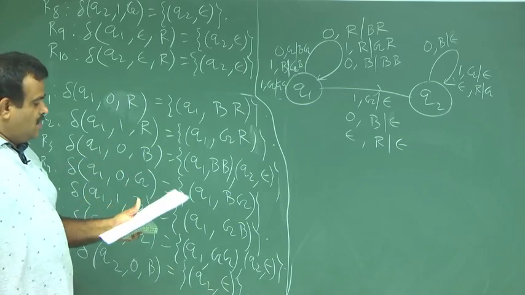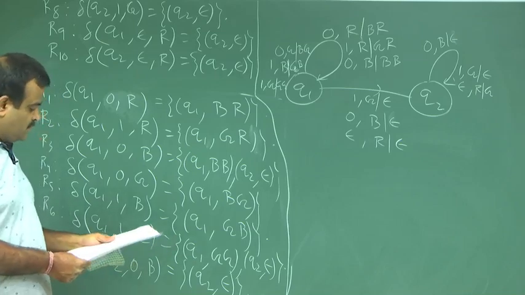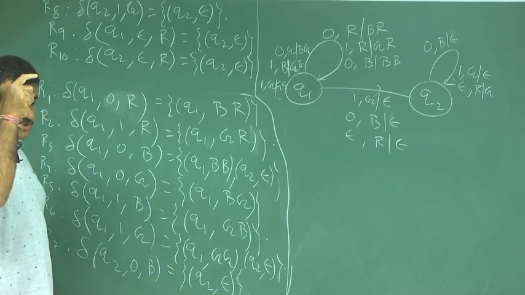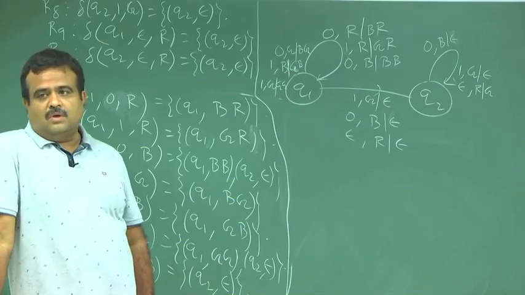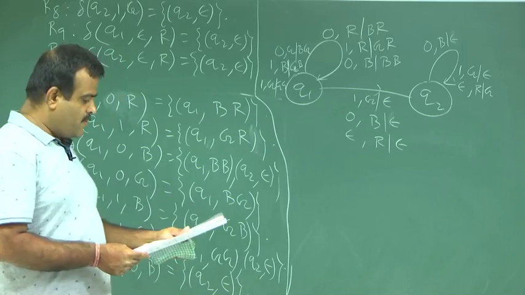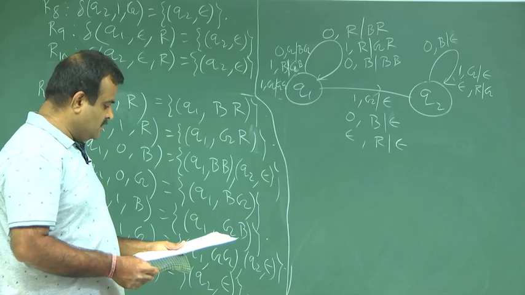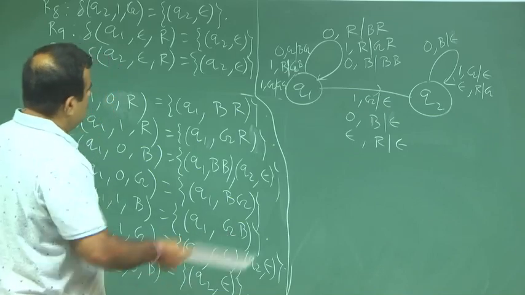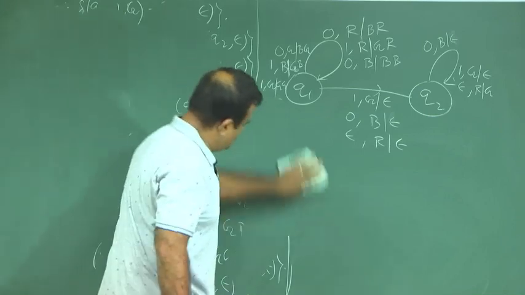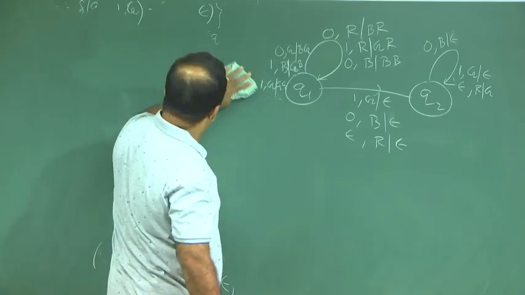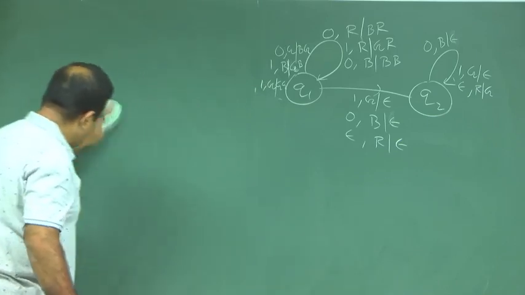Now, we want to see what type of language it is accepting, what type of string it is accepting. This should be a palindrome like WWR, where R is the reverse of W. So, let us check where it is going. We can use the diagram for this transition, I mean, the instantaneous description.